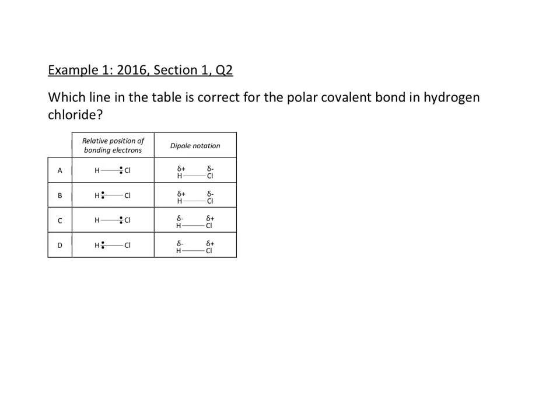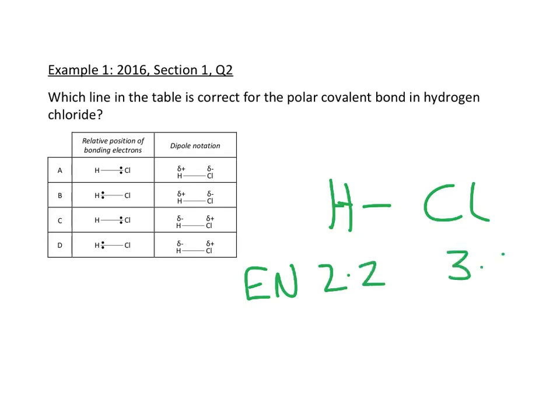When you're answering multi-choice questions, you should always try and answer yourself and then look at the suggestions. So let's have a think about hydrogen chloride ourselves. If we look up the electronegativity values, we'll find that hydrogen is 2.2 and chlorine is 3.0. That tells us that chlorine has a greater attraction for the bonding electrons compared to hydrogen, and so chlorine will be a little bit negative, compared to hydrogen, which is a little bit positive.